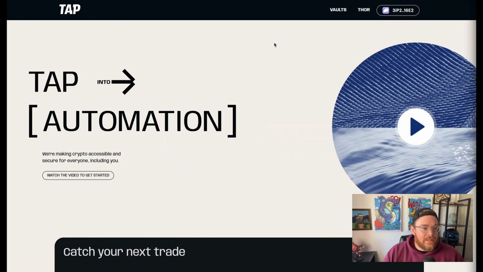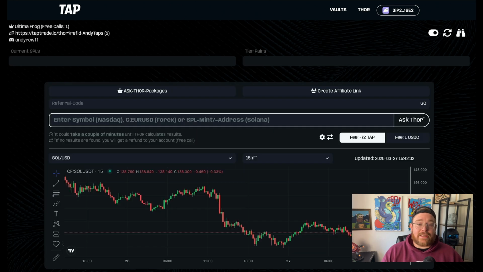So starting out, if you're new to our systems, you go to taptrade.io. You'll click this button at the right-hand top of your corner. You'll go to Thor. You'll get asked which Thor you'd like to log into, and just click Ask Thor. It's what I'll be using for these classes moving forward, and it's the interface that is the most accessible for trading signals on stocks, Forex, cryptos, and even your favorite meme coins on Solana.